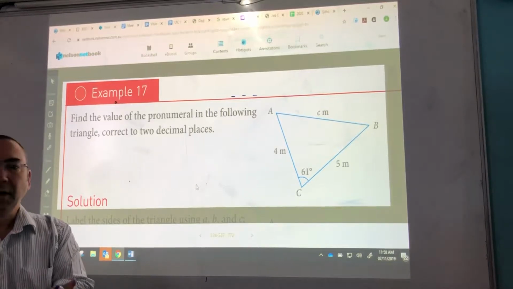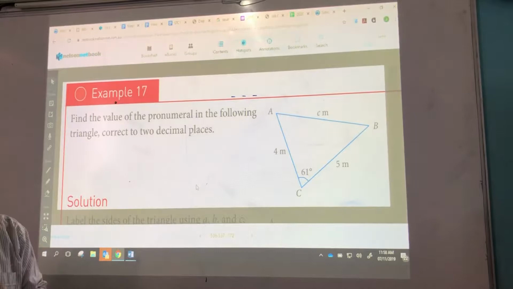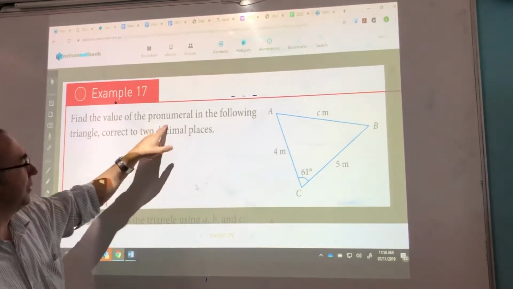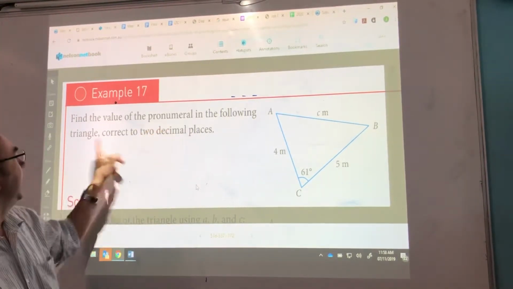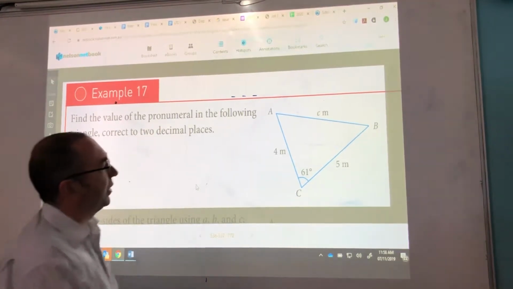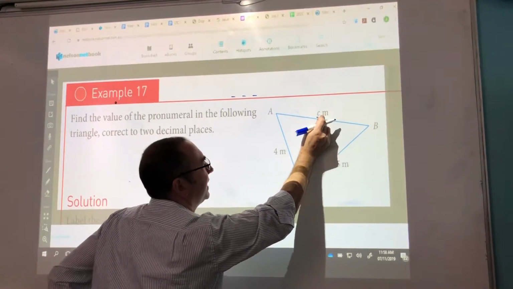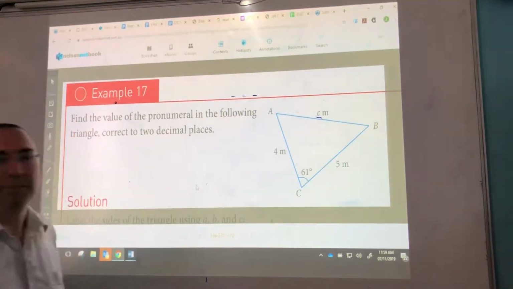Okay, so cosine rule, example 17. We're given a triangle. Diagram's provided for us, which is handy. We need to find the value of the pronumeral in the following triangle correct to 2 decimal places. So the pronumeral, it's a bit hard to see there because it looks like centimetres, but it's actually c metres.